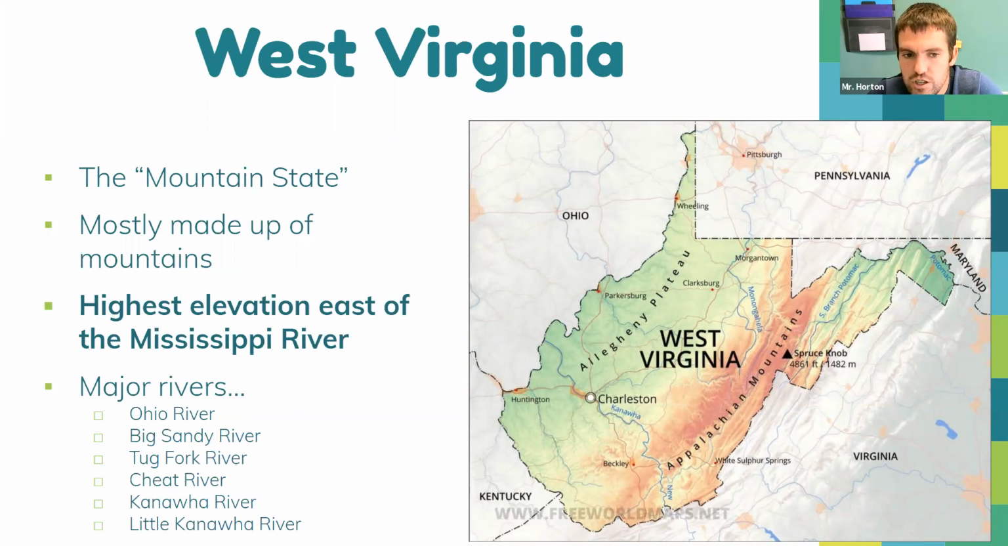But the big thing here for West Virginia is we just need to know it's the highest elevation east of the Mississippi River. What that means is it has the tallest point of land that's east of the Mississippi River. Remember the Mississippi River that we covered last week? It runs north and south and basically cuts the United States in half. Everything to the right side of the Mississippi River, West Virginia has the highest elevation, the highest point. Okay, so that is the state of West Virginia.